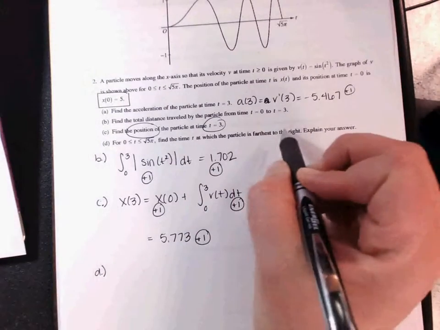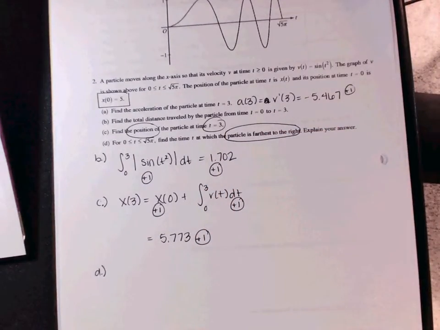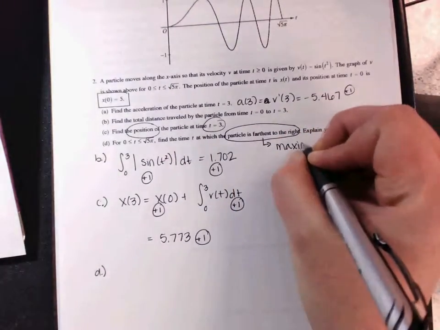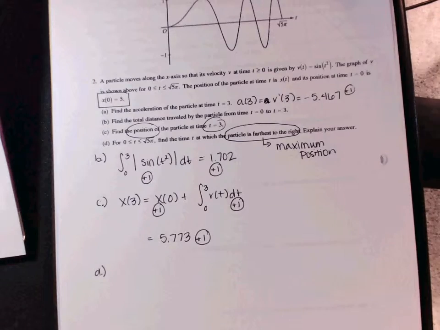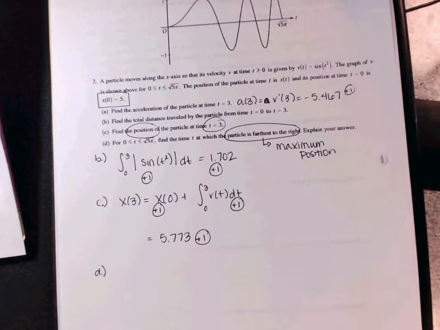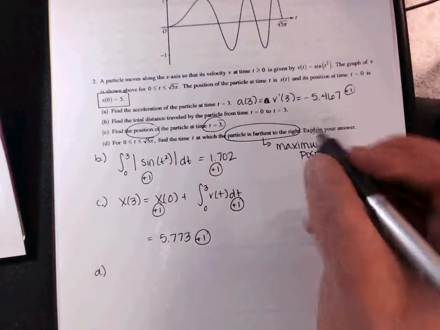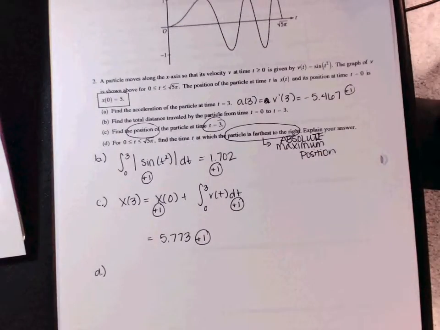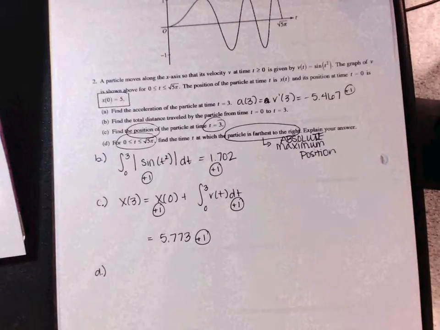If they want to know when it's farthest to the right, what are they really asking you for? Maximum of what? A maximum position, right? Okay, if they want your particle to be farthest to the right, they want your position to be as big as possible. So they're asking you for a maximum. Now question, did they say relative maximum? Then they mean absolute. So unless they say relative, absolute is implied. Now, what is the interval that we're looking at? Only from 0 to root 5 pi.